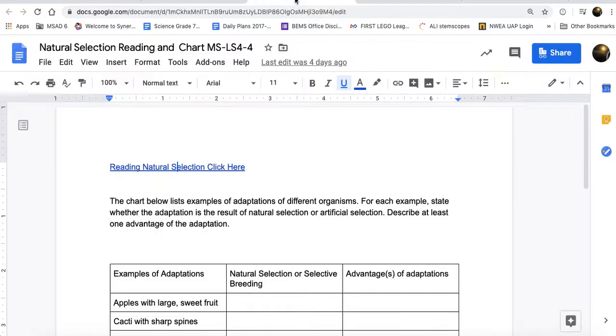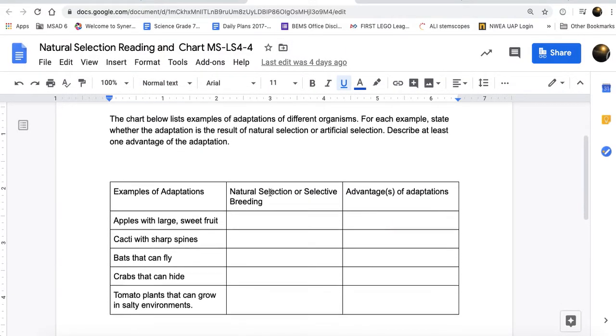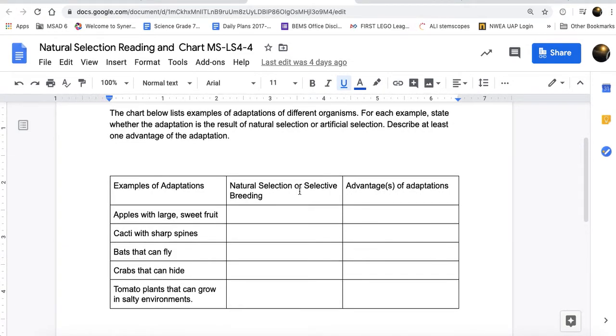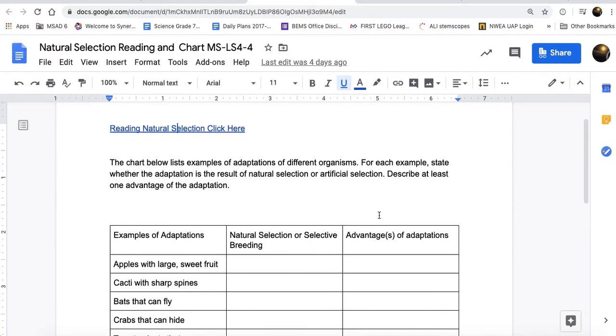And so if we go back over here to our chart, natural selection versus selective breeding. Now, apples with large sweet fruit, do you think it would be natural selection or selective breeding? You decide. And the advantages of that adaptation.